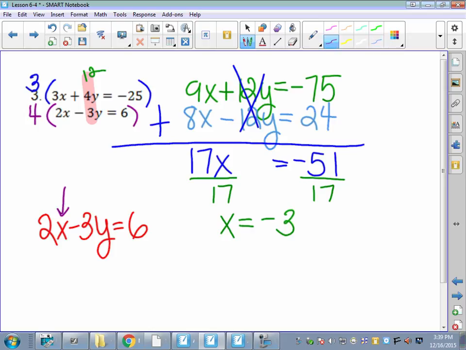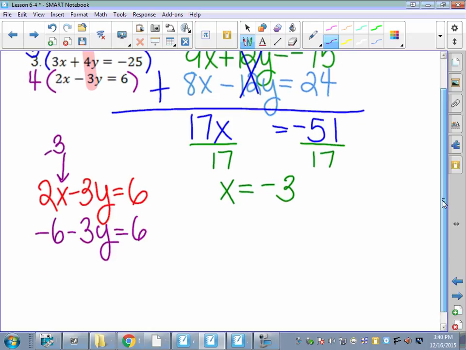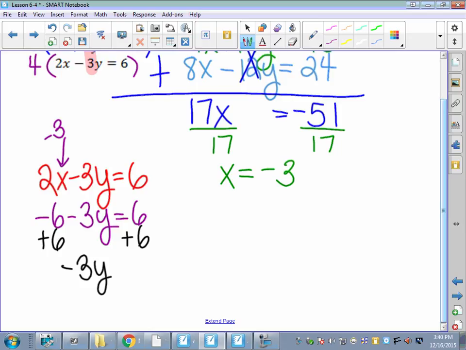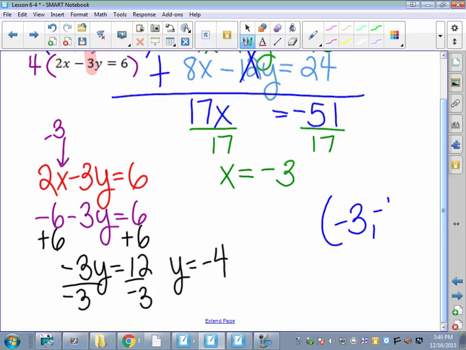The tricky part about this is you better trust your own work, because if you found x wrong, then your y is going to be wrong. So you have to be very careful and vigilant as you do these. So 2 times negative 3 is negative 6, minus 3y equals 6, which means I've got a two-step equation. I'm going to start by adding 6 to both sides. So negative 3y equals 12, and of course divide by negative 3. So I'm going to say that y equals negative 4. My ordered pair for this then will be negative 3, negative 4.